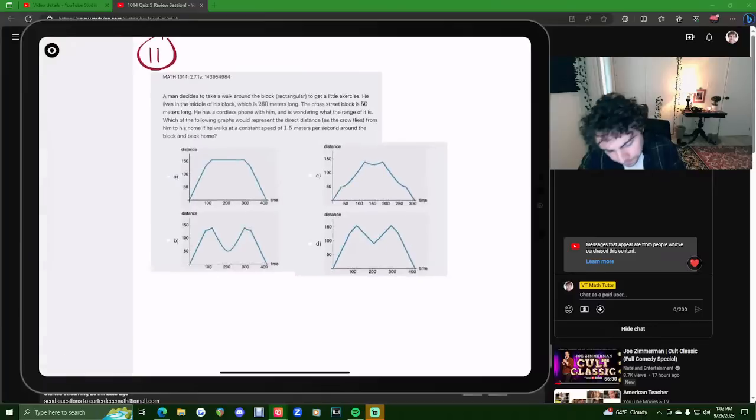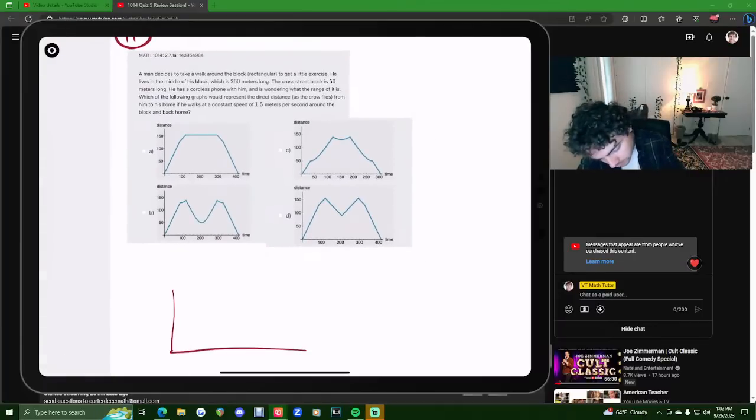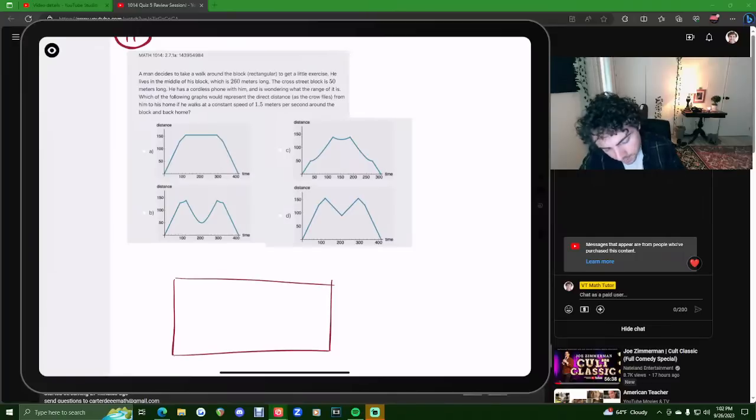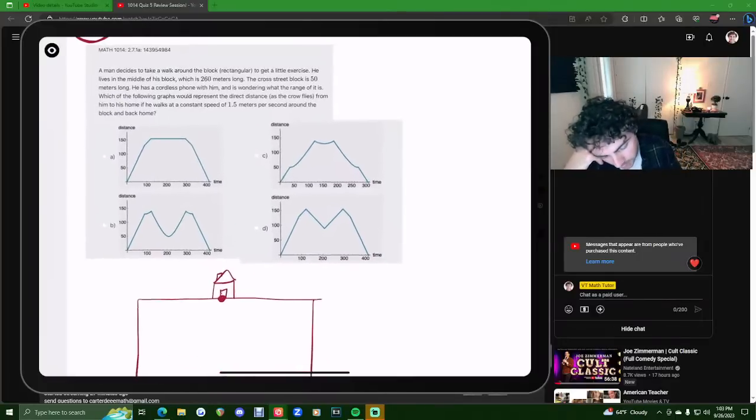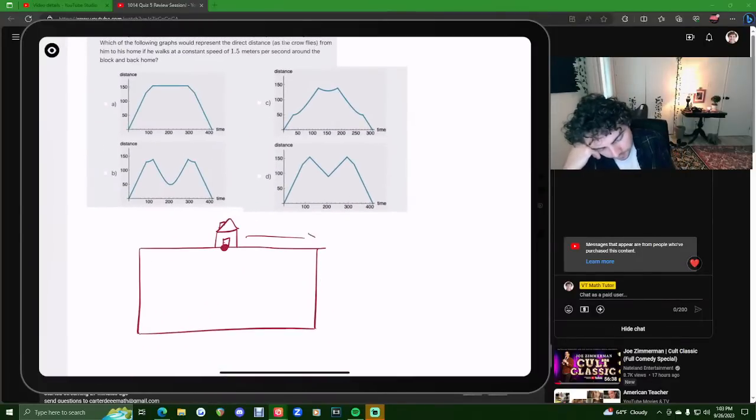So there's a couple different ways to go about this, but I'm going to go with the fastest way here. So got a rectangular block. Again, his home starts in the middle of the block. So he's starting right here. So I'll just do something like that, right? A little home. Put a little door on there. Okay, so he's starting in the middle of the block. He's walking around.